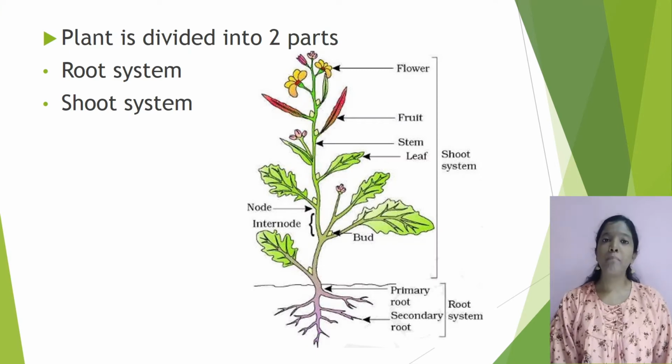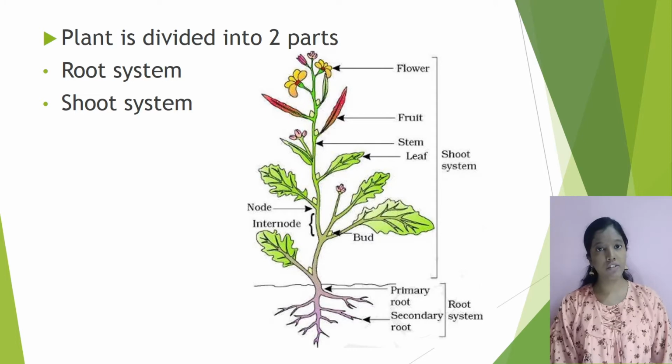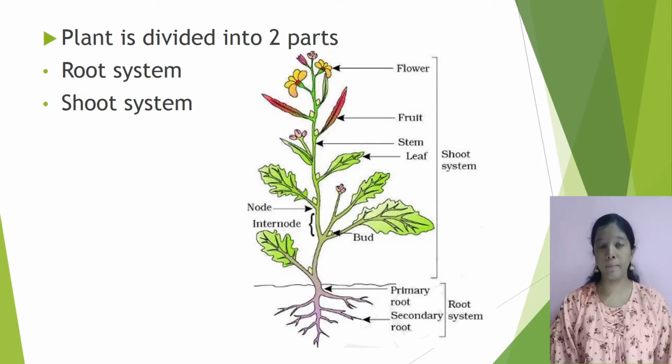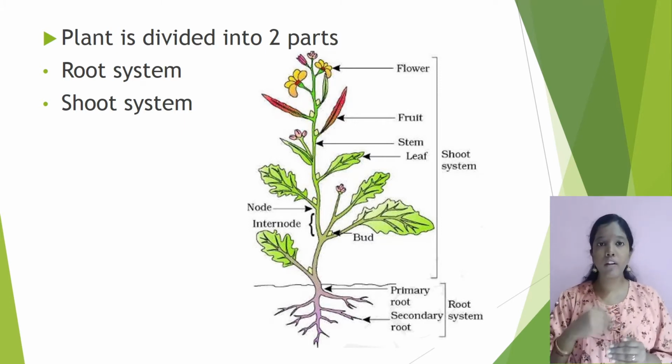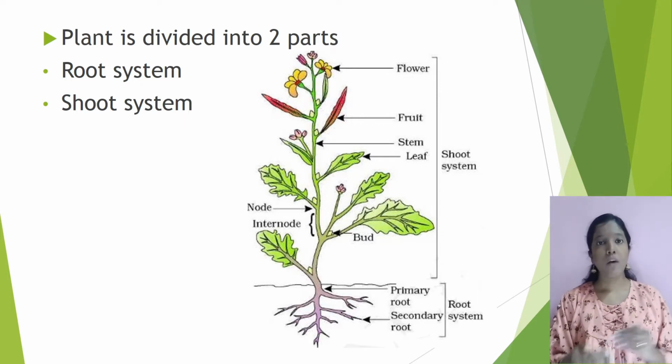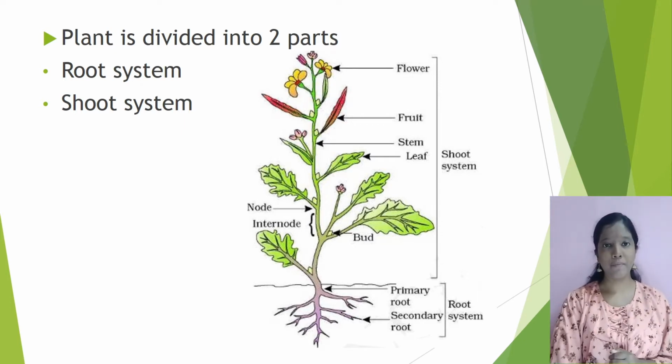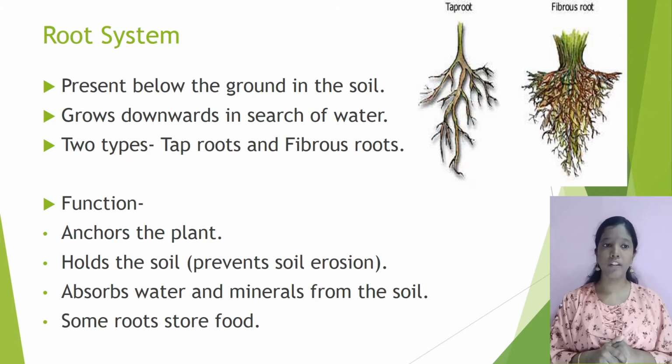The plant is divided into two parts: the root system and the shoot system. The root system is present below the soil and the shoot system is present above the soil. So we will look into the details of what these two systems are. Let's start with the root system.